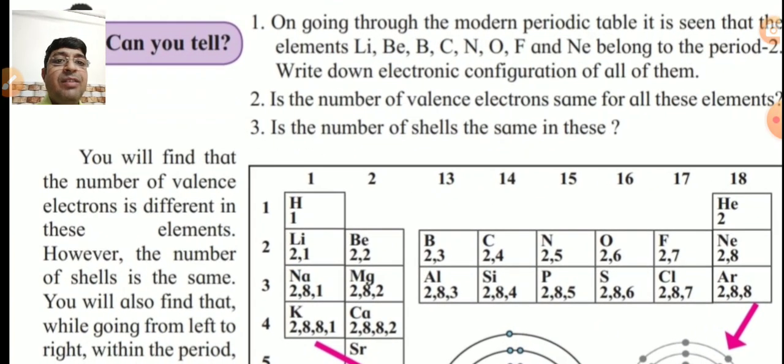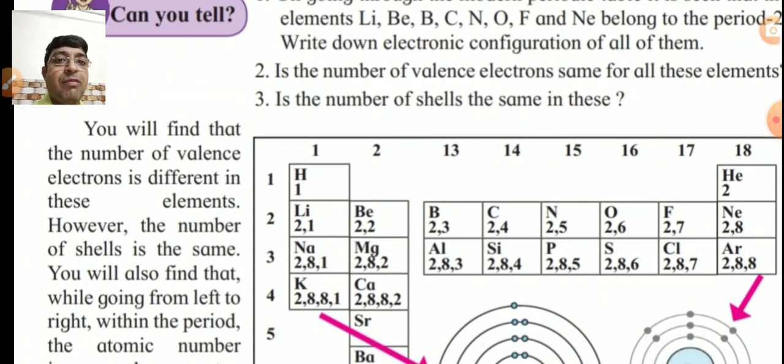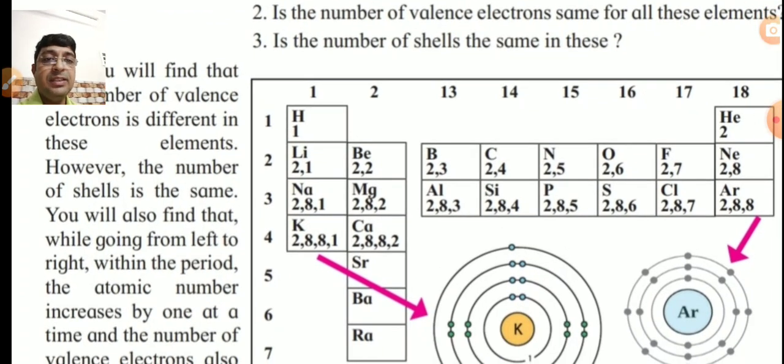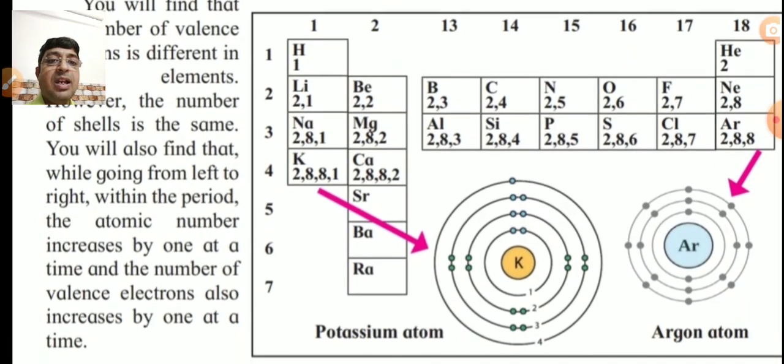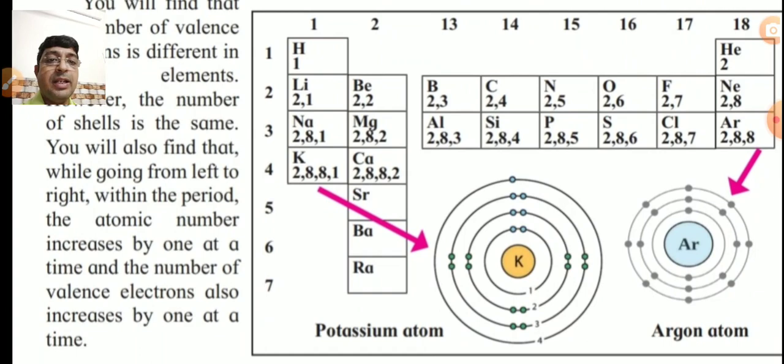So you will find that the number of valence electrons is different in these elements, that we confirm from the answer. However, the number of shells is the same, that is 2 in the given example. You will also find that while going from left to right within the period, the atomic number increases by 1 at a time, and the number of valence electrons also increases by 1 at a time.